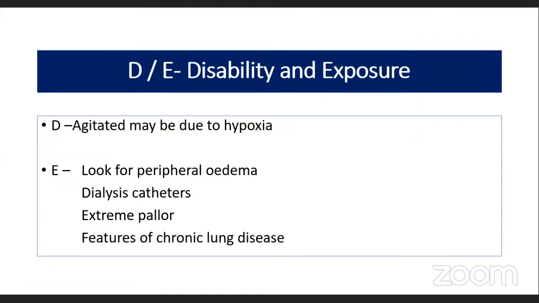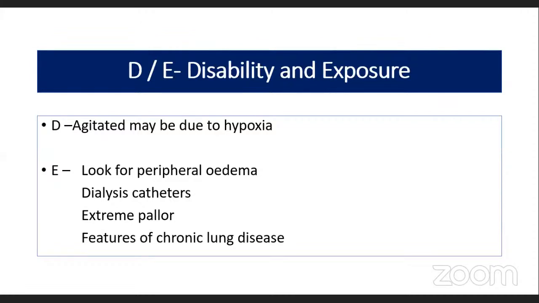And E, exposure. The patient might be agitated because of hypoxia. You need to identify whether there is any other thing that can cause shortness of breath or dyspnea in this patient from a neurology point of view. I will explain the causes later.